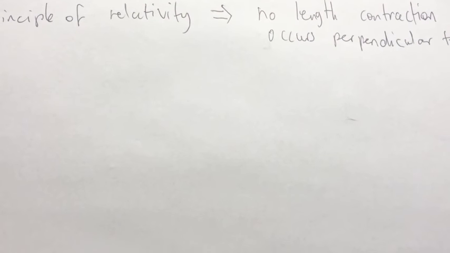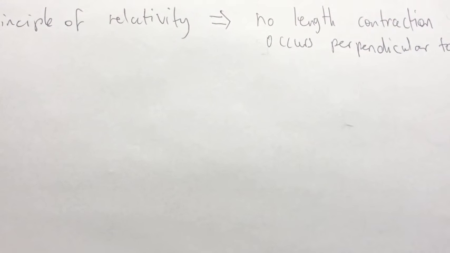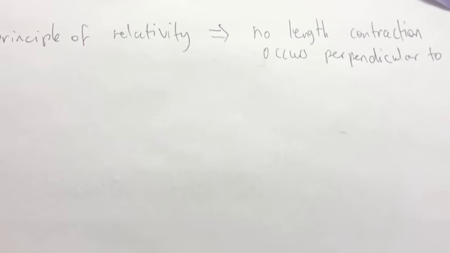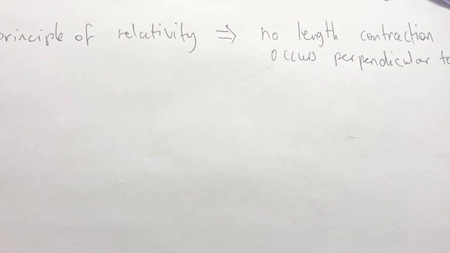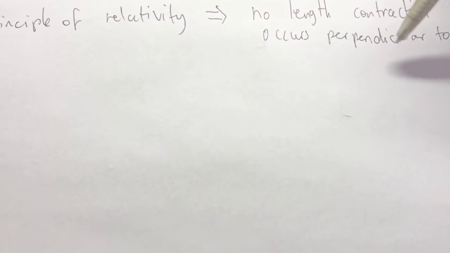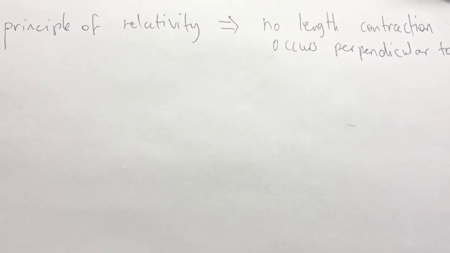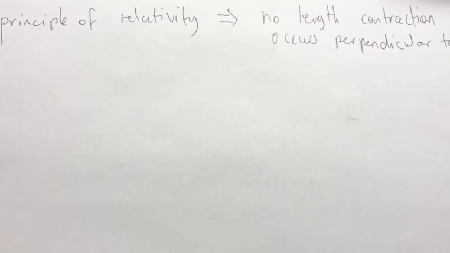We're going to take an argument by contradiction, or maybe contrapositive, whichever you're more familiar with. But essentially, we're assuming that there is going to be some length contraction, and then we'll show that this violates the principle of relativity. So let's set up our situation.